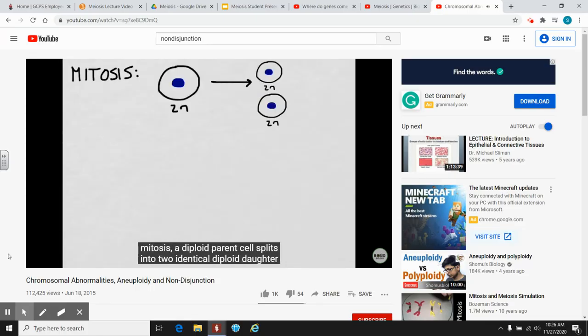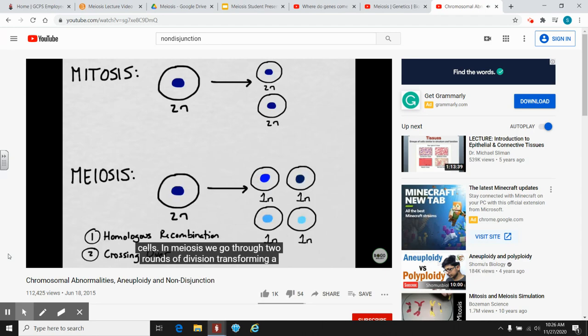Remember that in mitosis, a diploid parent cell splits into 2 identical diploid daughter cells. In meiosis, we go through 2 rounds of division, transforming a diploid parent cell into 4 different daughter cells, each of which are haploid. Each of these has genetic variation thanks to 2 procedures called crossing over and homologous recombination. Every single daughter cell is different from the other daughter cells, as well as being different from the parent.